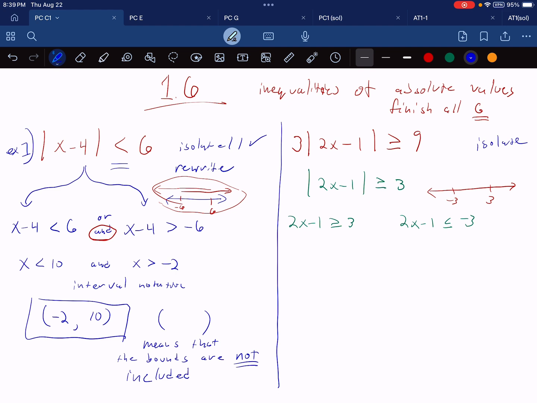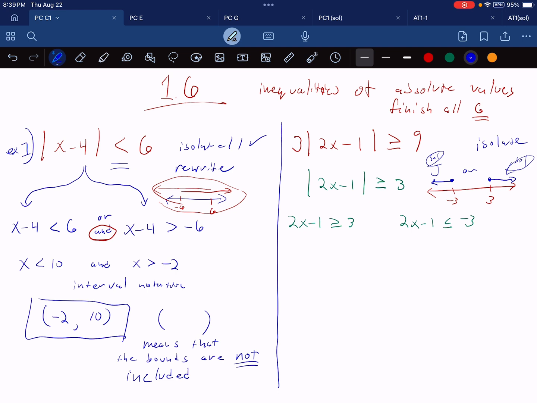Well, 2x minus 1 is greater than 3, so that's from here on over, or less than negative 3, so that's from here on over. So greater than 3, less than negative 3. This is clearly an OR statement, right? So these over here are part of your solution, or over here is part of your solution, right? So this is kind of what we're looking for.